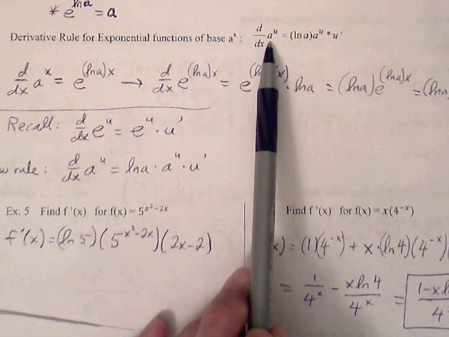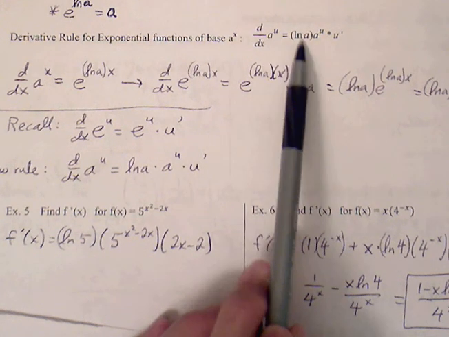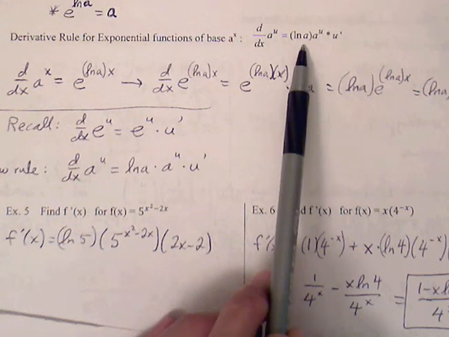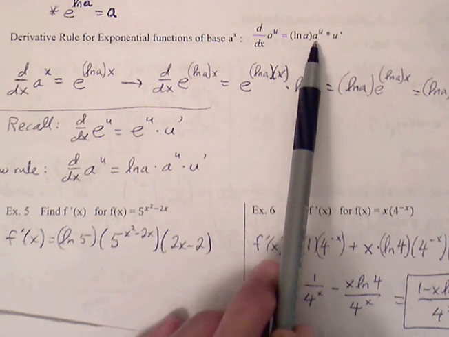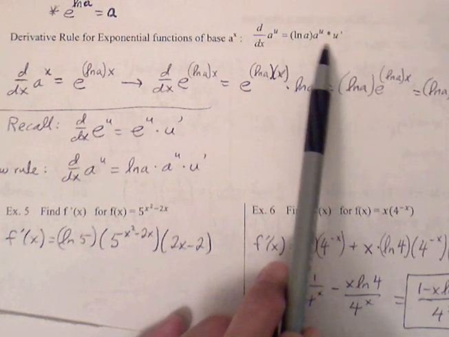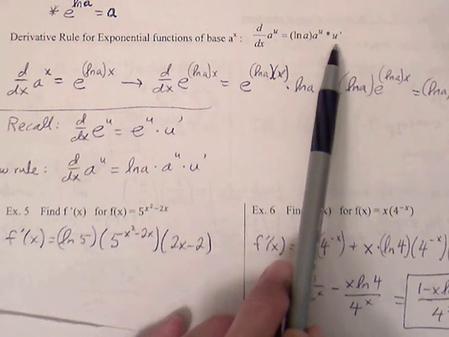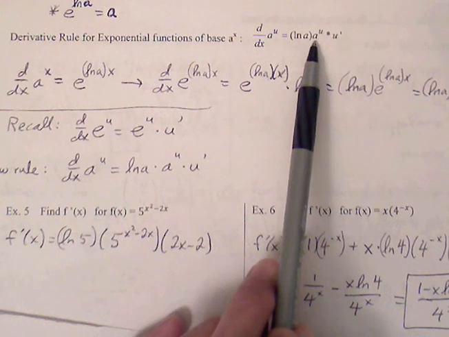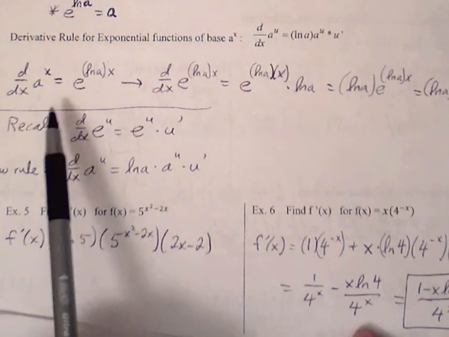So if I have the derivative for a to the u, there's this component that it is not base e, so there's a natural log of a, but then the remaining is going to remind you a lot of the rule for e to the u, which is e to the u times u prime, but in this case base a, so a to the u times u prime.